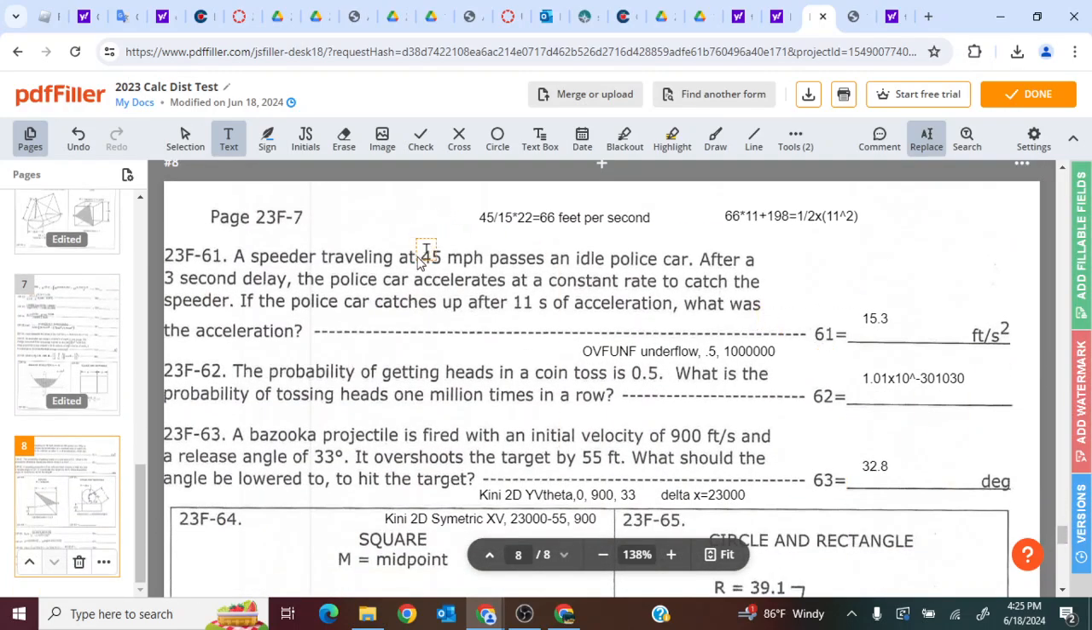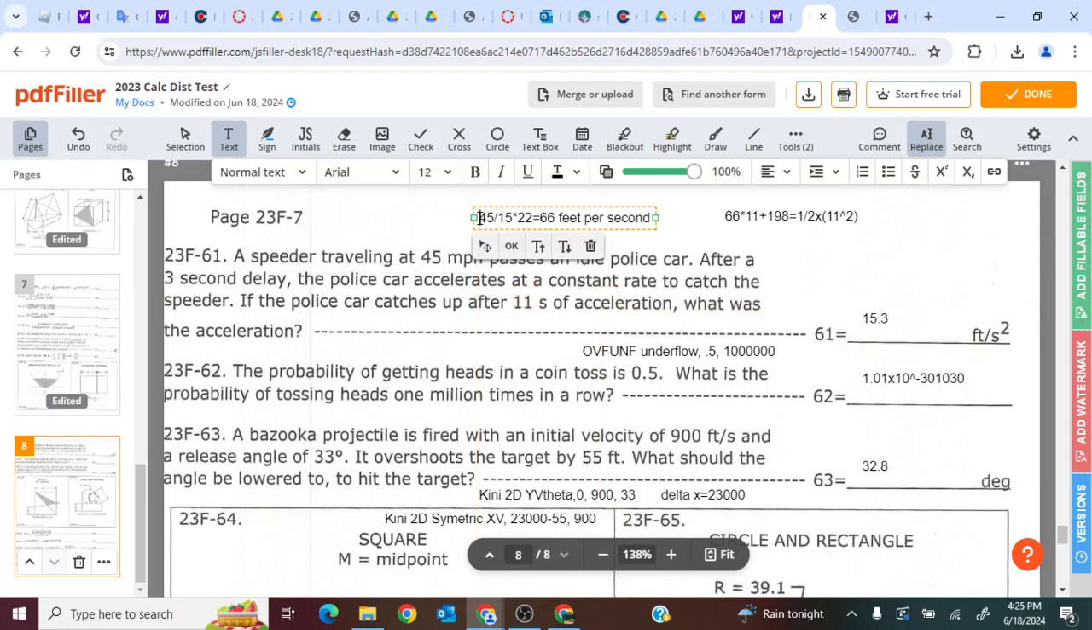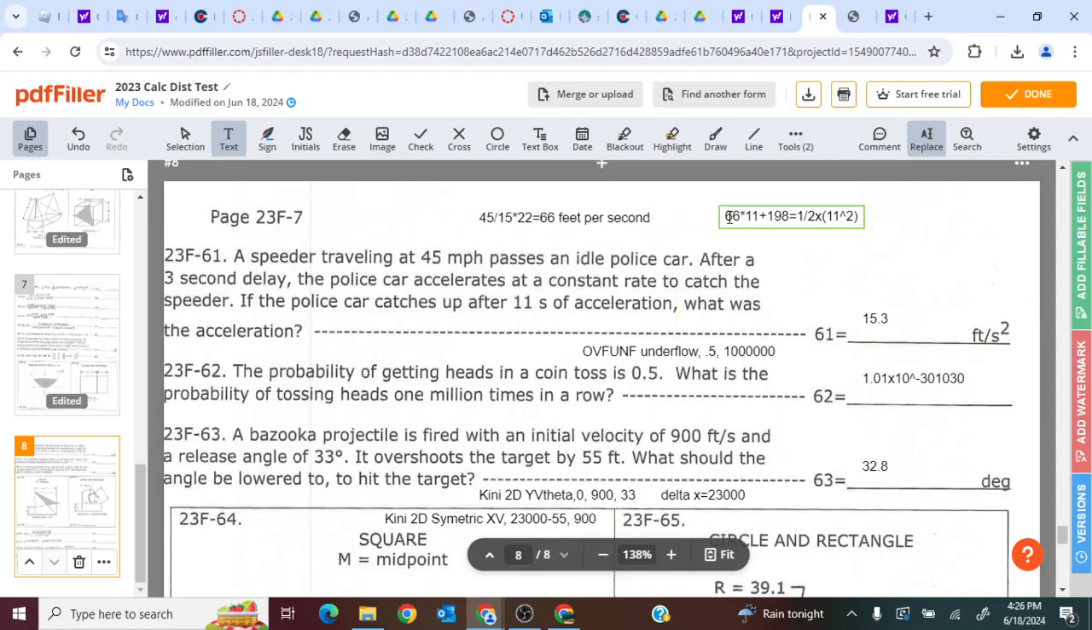61. A speeder travels at 45 miles per hour, passes an idle police car. After 3 seconds, the police car accelerates at a constant rate. They catch up after 11 seconds. What was the acceleration? Now, first off, we got to figure out the speed of the car in feet per second. So take your speed in miles per hour, divide by 15, multiply by 22 to get feet per second. Now, once you have that, you got to figure out how far ahead the speeder is before the idle police car starts to accelerate, which is 66 times 3 seconds, so 198.